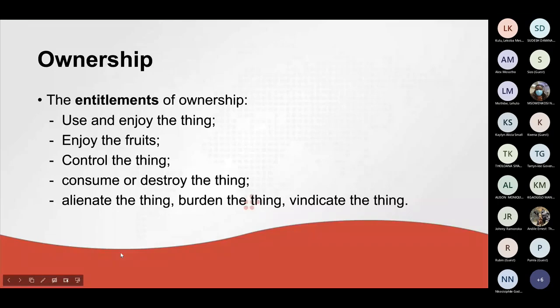Now, the entitlements of ownership. What do the entitlements of ownership entail? It entails using and enjoying your thing, enjoying the fruits of the thing, controlling the thing, consuming or destroying the thing. You can alienate the thing, you can even burden the thing, or you can vindicate the thing from somebody who is in possession of your property.